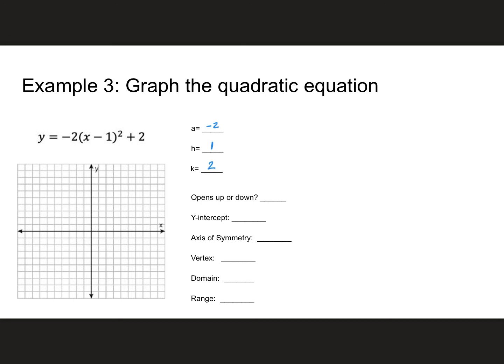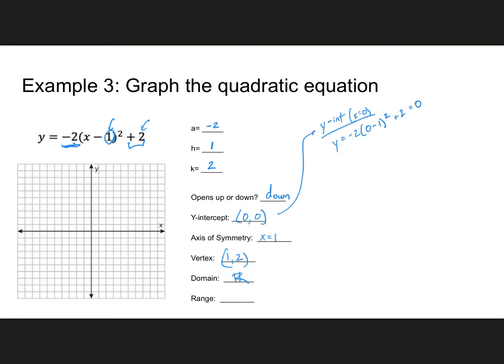The first thing, make sure you have your value for a, h, and k correct. a should be -2, which we can see right here. h is 1 right here, and k would be +2 right here. Next, because a is negative, you should see that your quadratic opens down. Pause the video again and we'll fill in a couple more of these things.